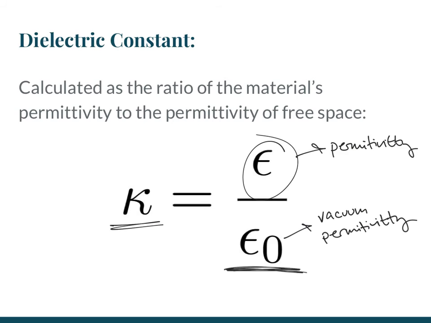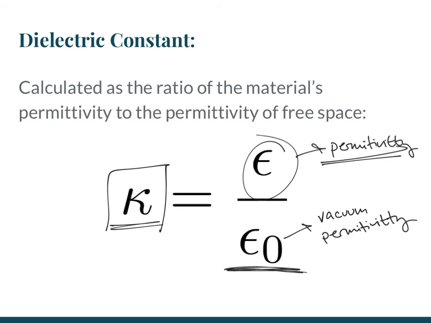So there is a certain constant for when charge moves through empty space, and then another one for when it moves through a material. And the permittivity of a material defines the way the charge moves through it based on that polarization. So to find that dielectric constant, you just take the ratio of the material's permittivity to the vacuum permittivity.